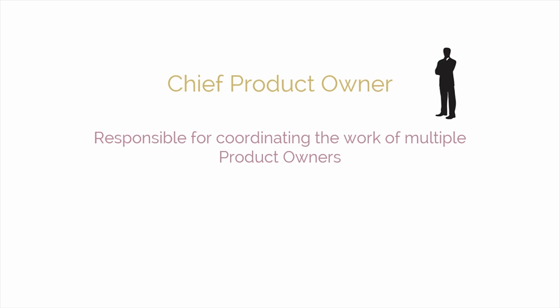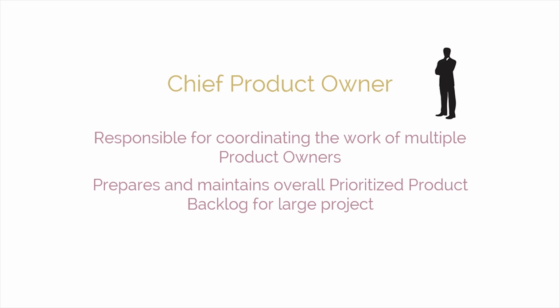In the case of large projects with numerous Scrum teams, having a Chief Product Owner may be a necessity. This role is responsible for coordinating the work of multiple Product Owners. The Chief Product Owner prepares and maintains the overall prioritized product backlog for the large project, using it to coordinate work through the Product Owners of the Scrum teams. The Product Owners, in turn, manage their respective parts of the prioritized product backlog. The Chief Product Owner also interfaces with the Program Product Owner to ensure alignment of the large project with the program goals and objectives.